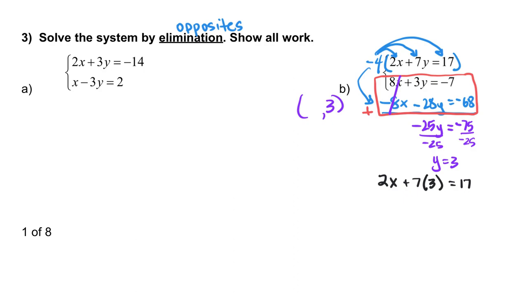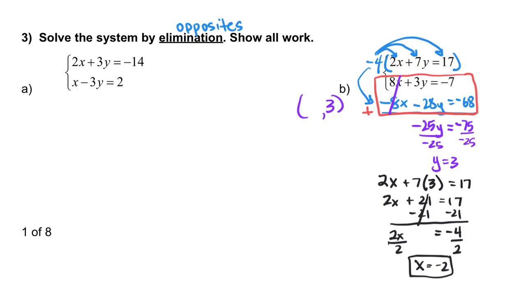And now we can simplify and solve. So 2x plus 21 equals 17. I can subtract 21 from both sides. My 21 and -21 cancel out, and I'm left with -4 on the right side. And then I can divide both sides by 2 to get x by itself, and I'm left with x is equal to -2. So that was my other answer. So -2, 3 is the intersection of these two lines.